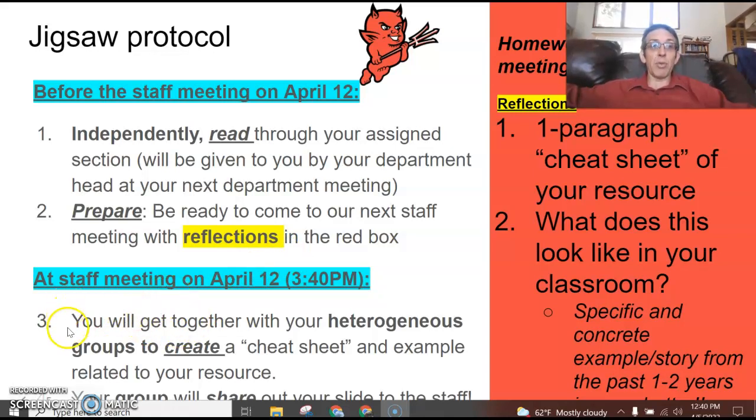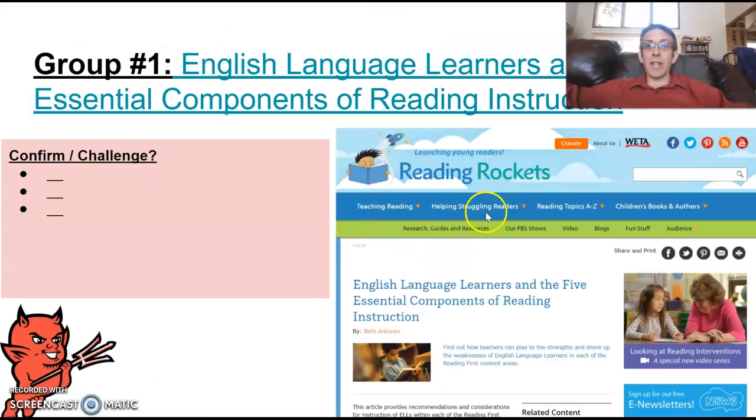Then on April 12th, you're going to be getting together with those groups to create a cheat sheet and to contribute to this slideshow. You'll have access to this slide deck and be able to share out not only your cheat sheet. Taking our first reading here, you've got this resource, and it's linked.